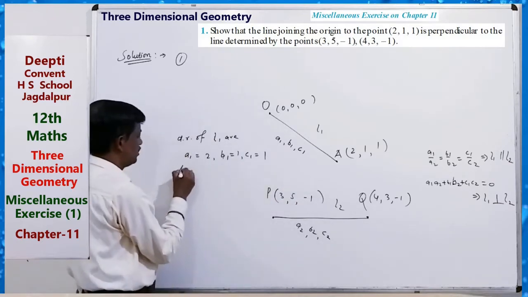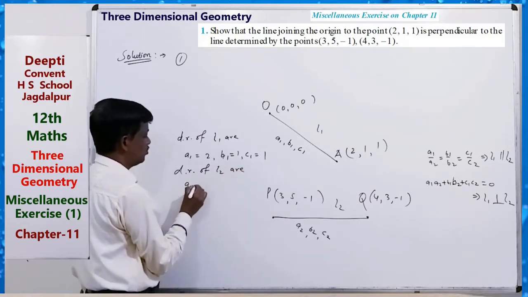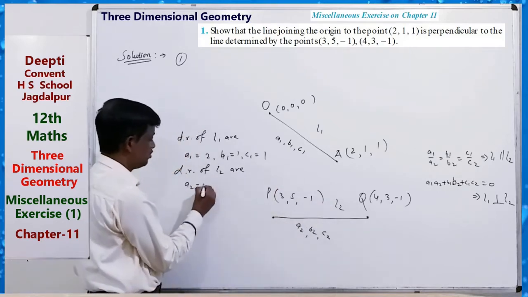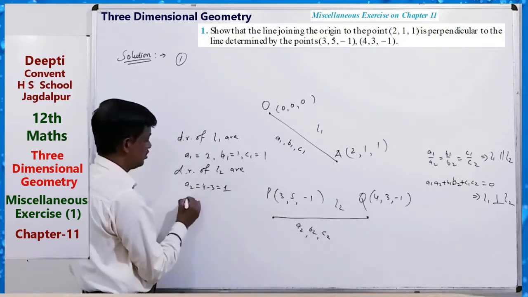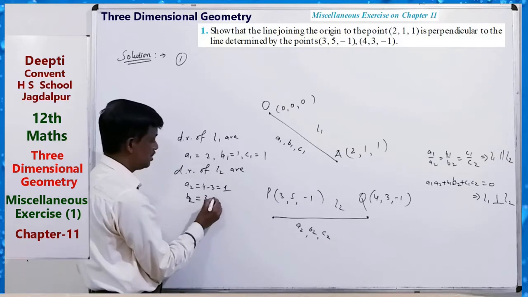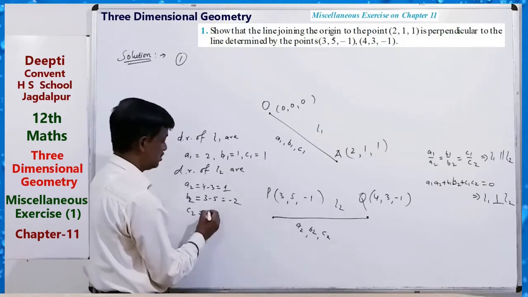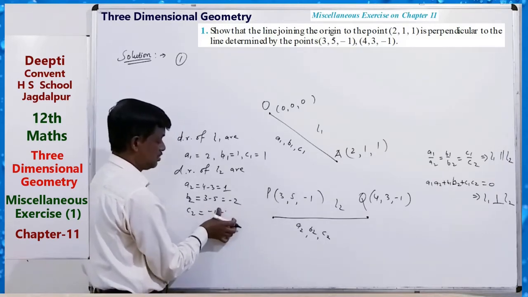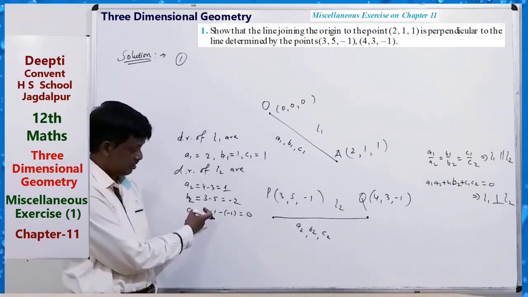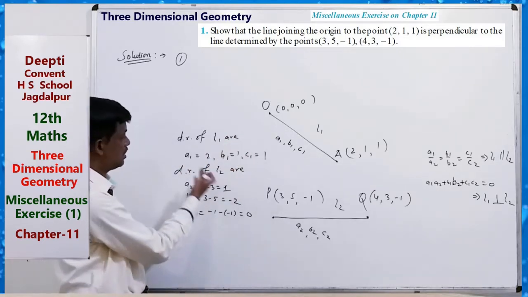Similarly, direction ratios of L2: A2 equals what? This is x1, y1, z1, x2, y2, z2. Then 4 minus 3 equals 1. B2 equals what? 3 minus 5 equals minus 2. C2 equals what? Minus 1 minus minus 1 equals 0. So here we have A1, B1, C1, A2, B2, C2, the direction ratios of this and this line.